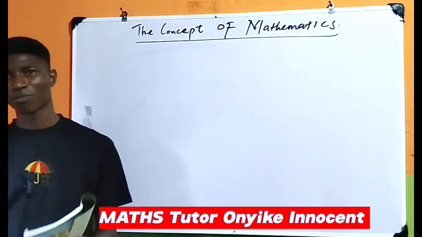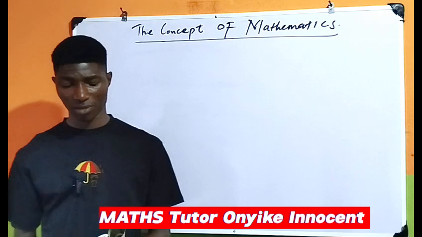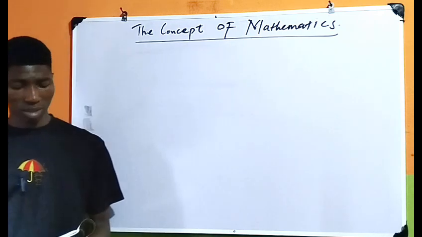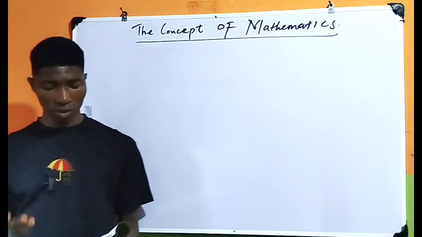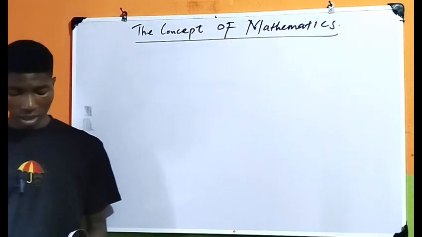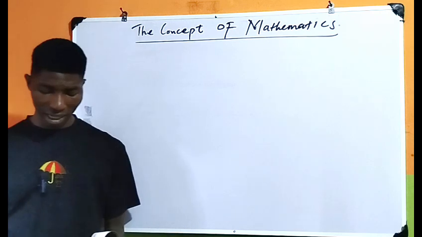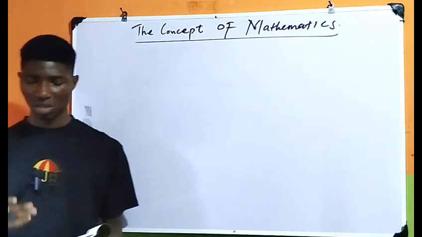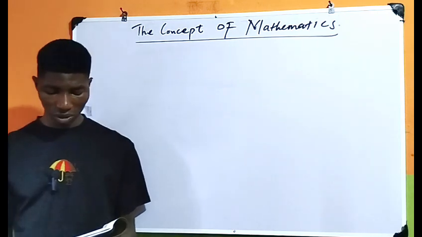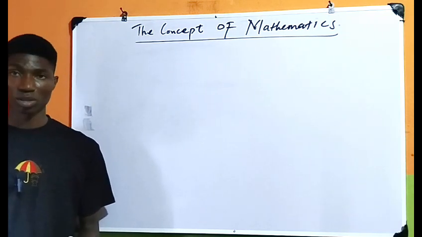Now, the branches of mathematics. Maths has several branches. We have arithmetic, algebra, geometry, calculus, statistics, topology, and number theory. Now, let's look at the application of mathematics. Maths is applied in science, engineering, economics, medicine, technology, obviously in our generation, environment, and social science.